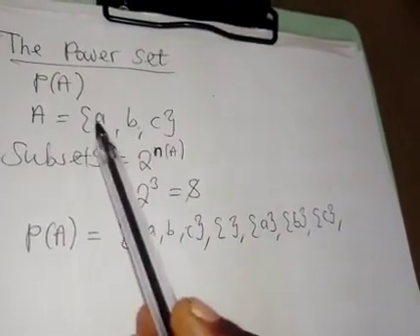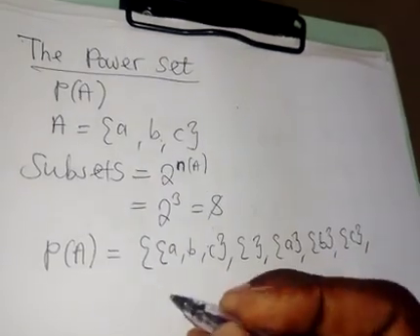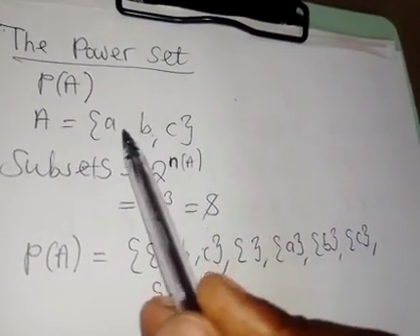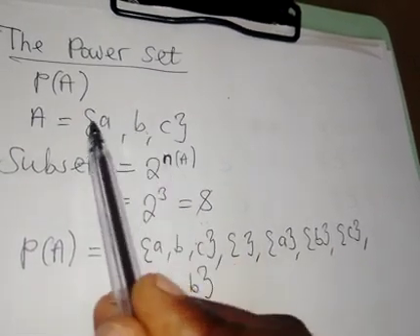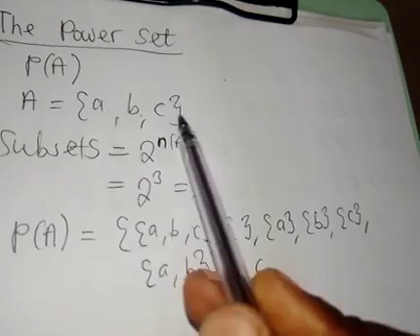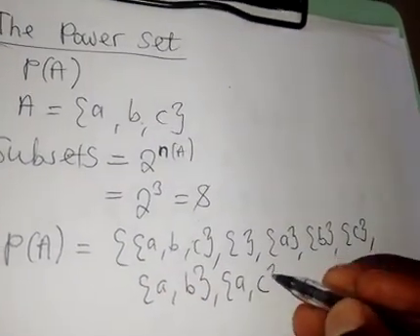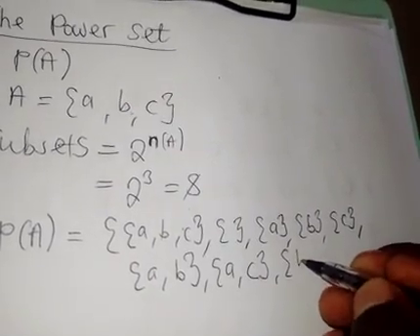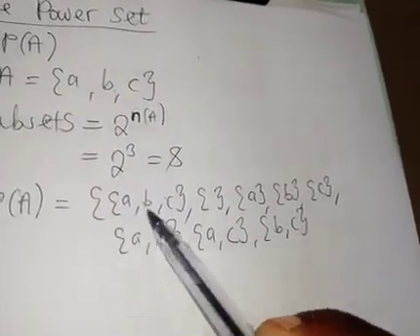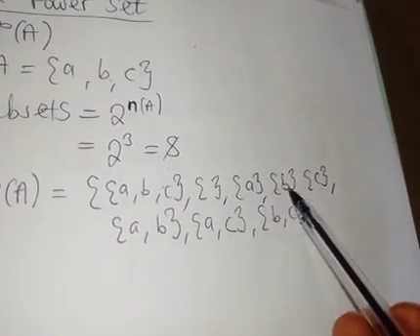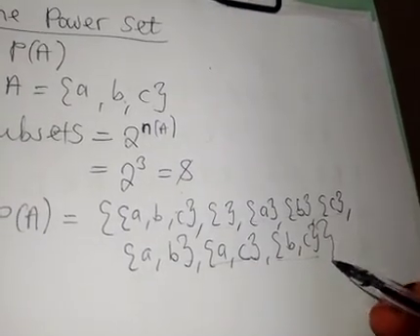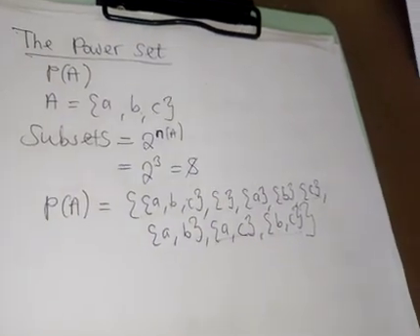Then you move on to pairs. We'll start with {a, b}. We have listed {a, b}, so go to {a, c}. From {a, c} we can move on to {b, c}, just to make sure I don't repeat what you have already listed. Then let's confirm, do we have 8 of them? This is 1, that is 2, 3, 4, 5, 6, 7, 8. So we have listed the 8 subsets.